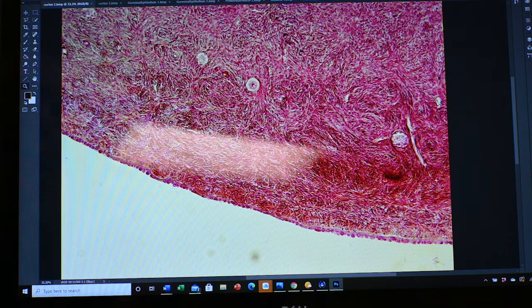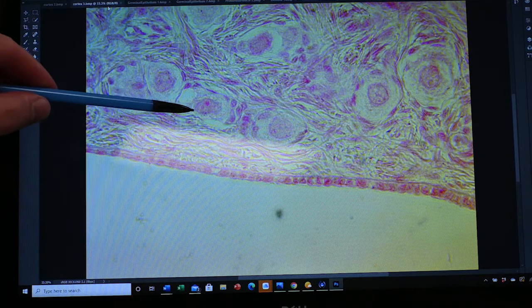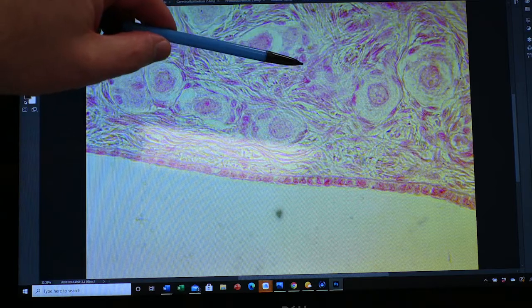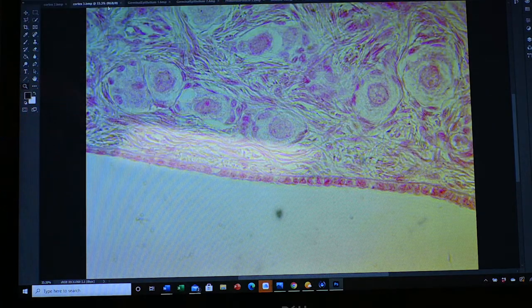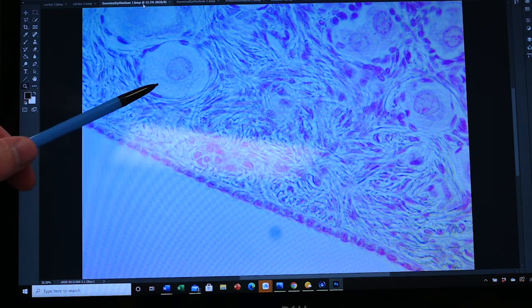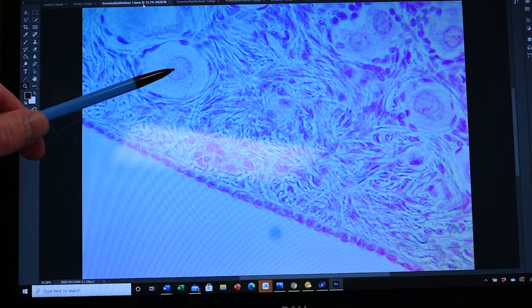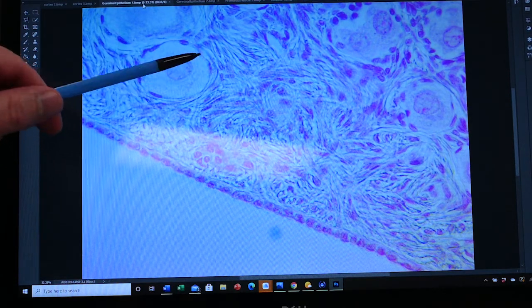Next slide. Again, you have the germinal epithelium out here. You have some primordial follicles, and this is that highly cellular connective tissue out here. A little more collagen out here over on the tunica albuginea side. Another view, similar sort of thing. We have germinal epithelium. We have primordial follicles, so that's a primary oocyte, and these would be follicle cells around that.